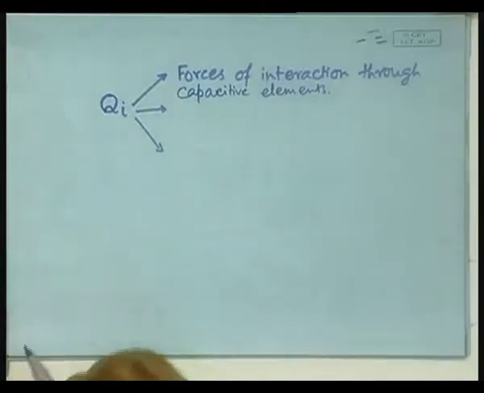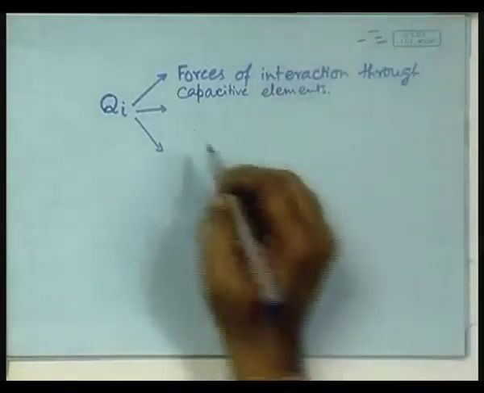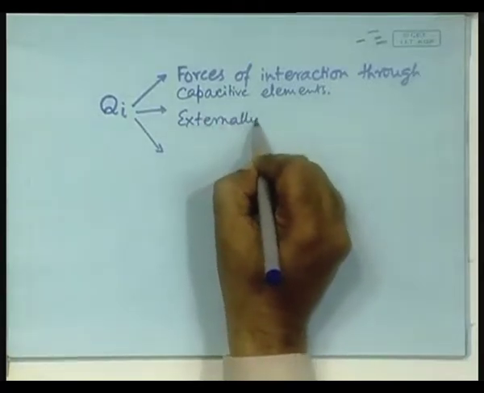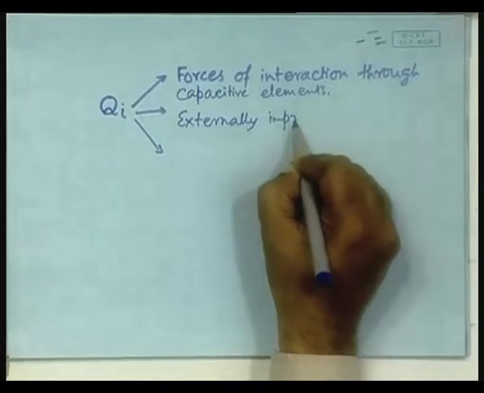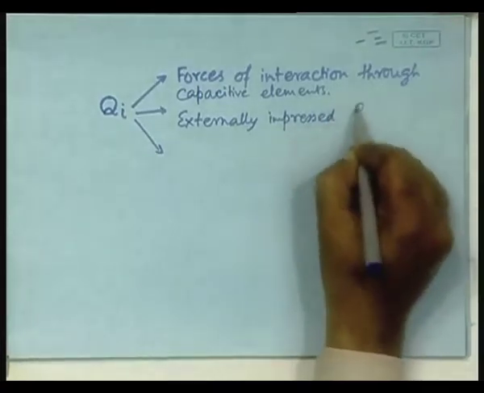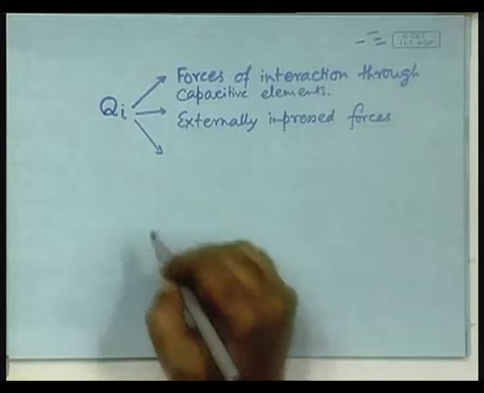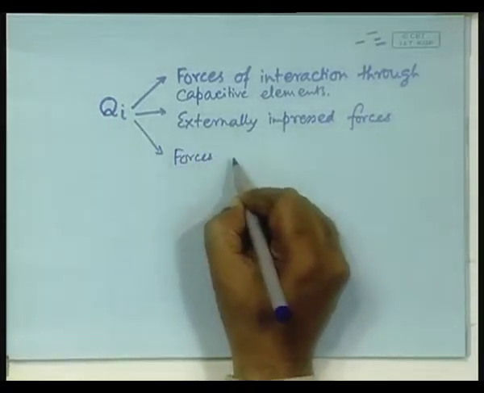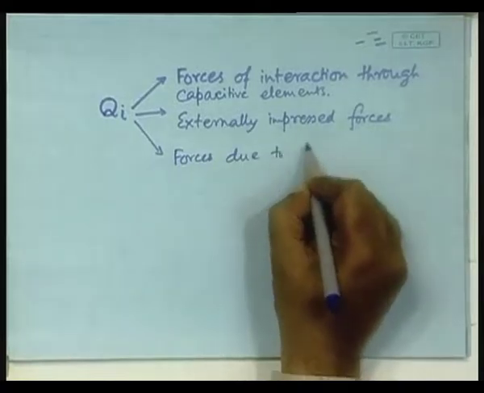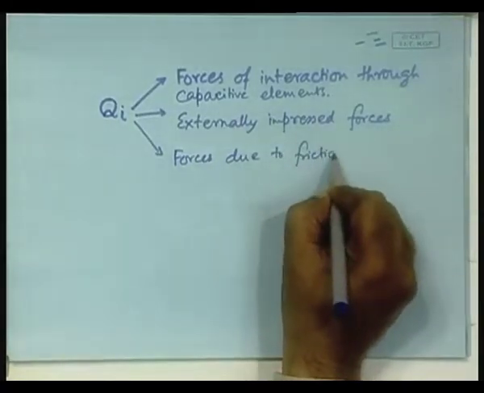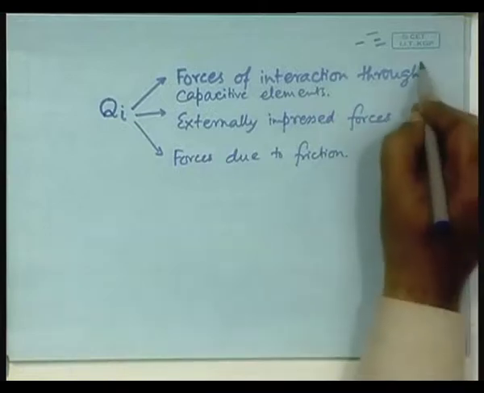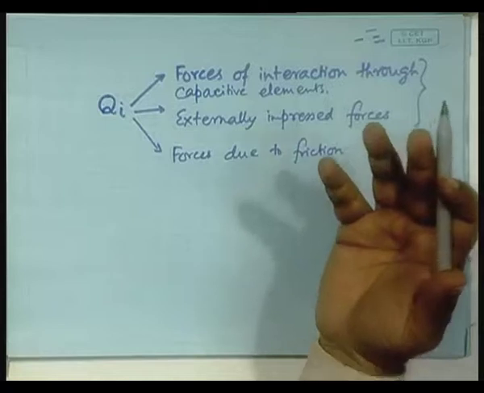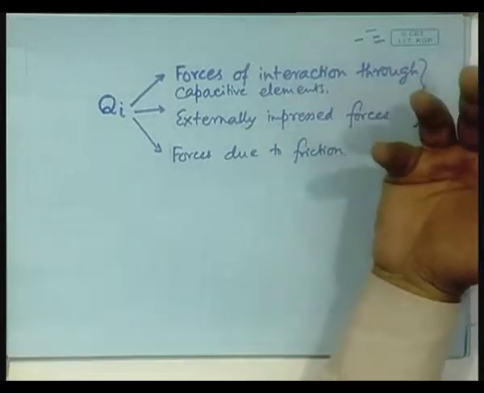The second possibility is the externally impressed forces, and the third possibility is the forces due to friction. Out of that, we say that these two can be obtained from a suitably defined potential function.